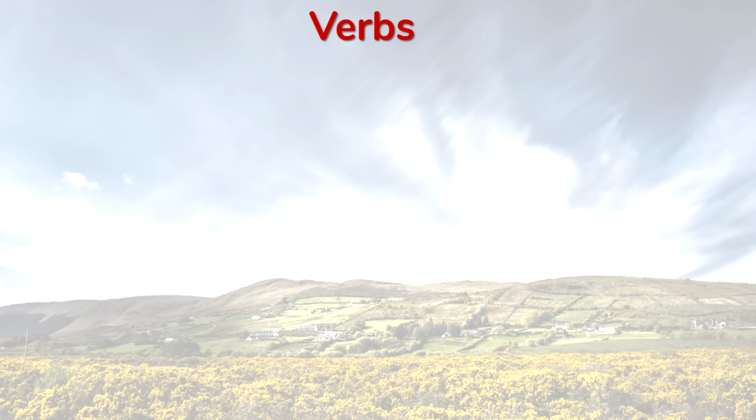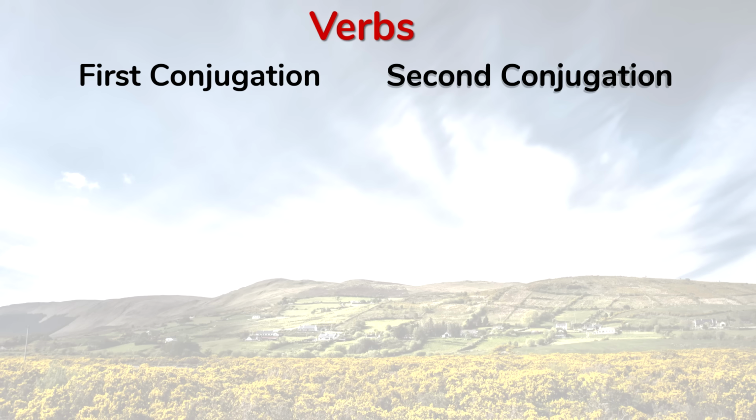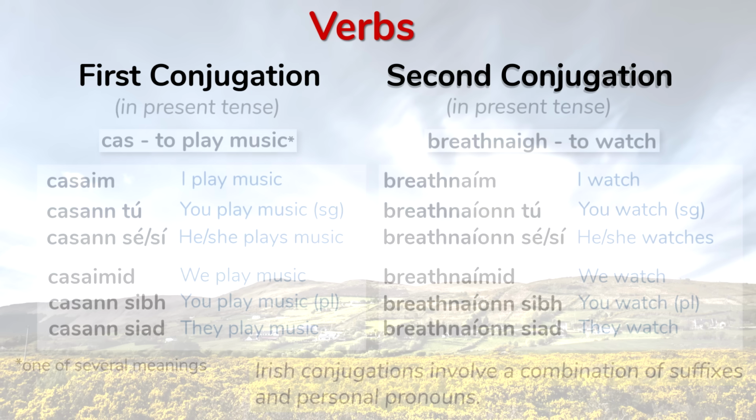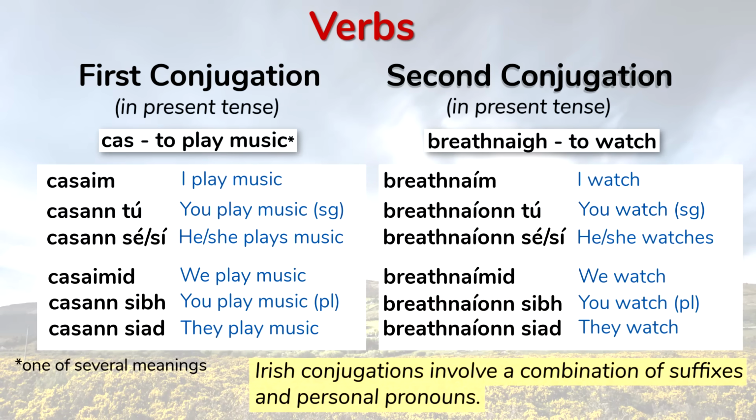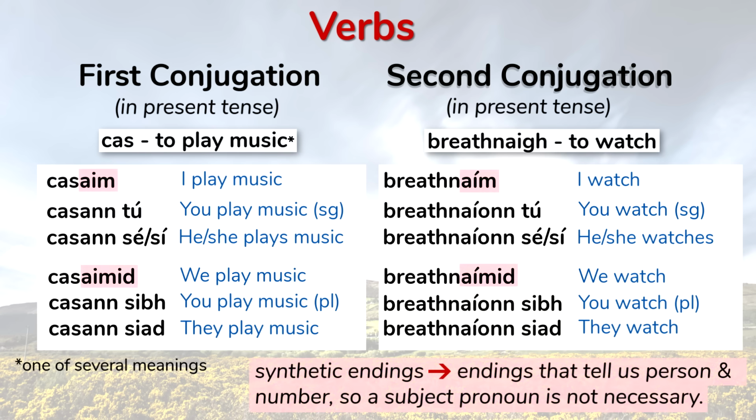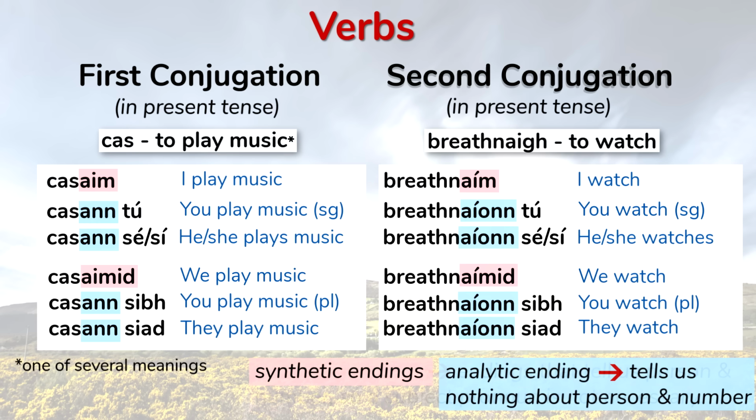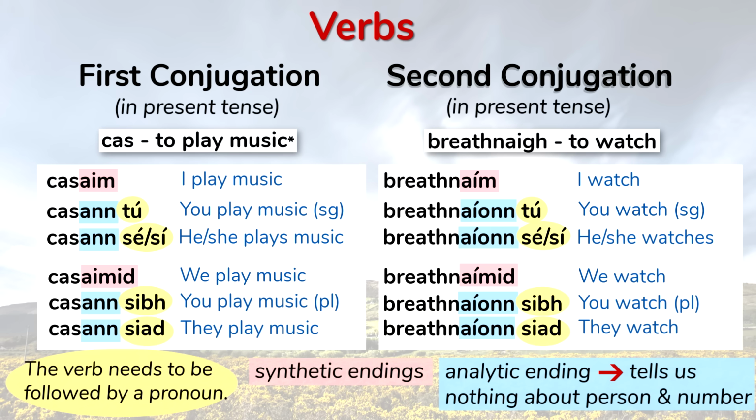Verbs. There are 2 categories of regular verbs in Irish, first conjugation and second conjugation, as well as irregular verbs. Irish conjugations involve a combination of suffixes and personal pronouns. In the present tense conjugations we see here, the first person singular and first person plural have synthetic endings, endings that tell us person and number, so a subject pronoun isn't necessary. The other forms have an analytic ending, one that tells us nothing about person and number, so the verb needs to be followed by a pronoun.